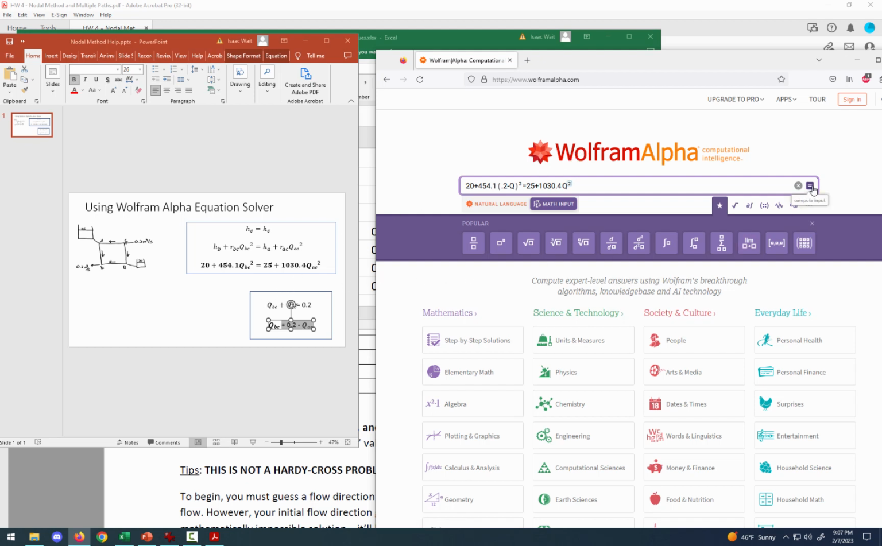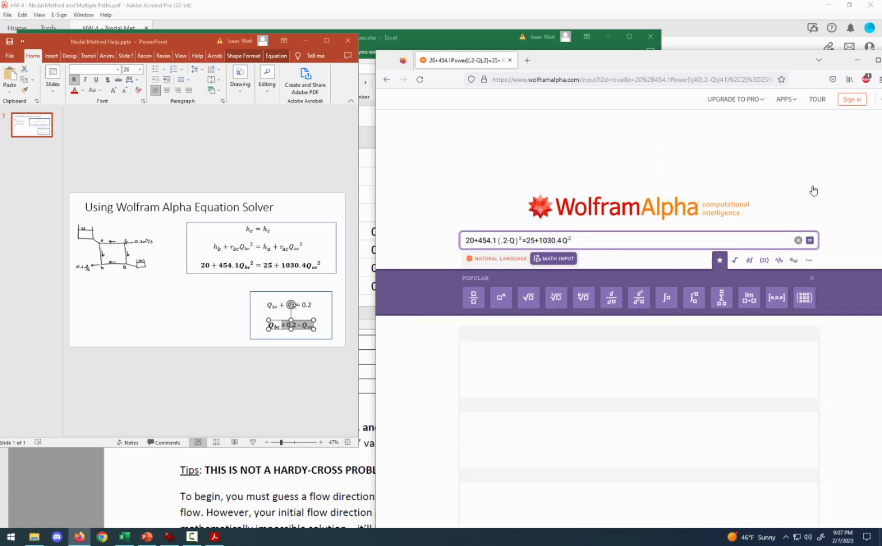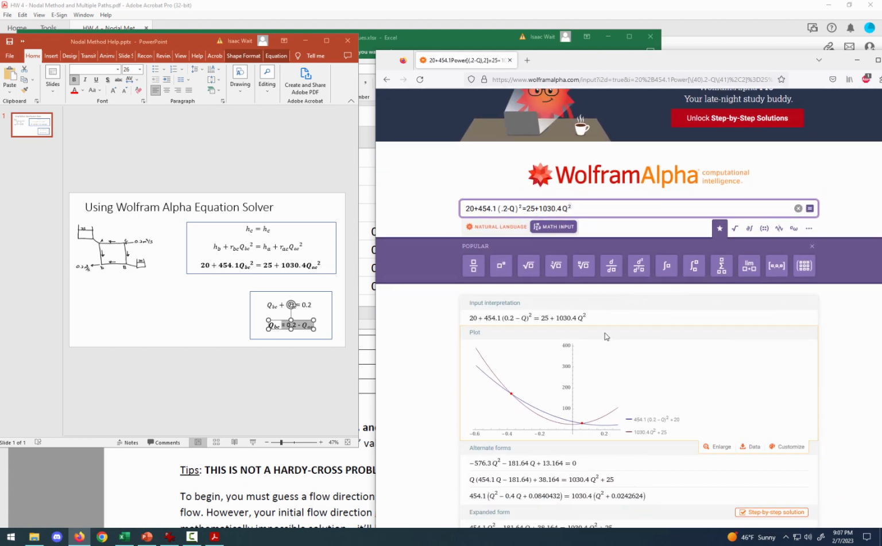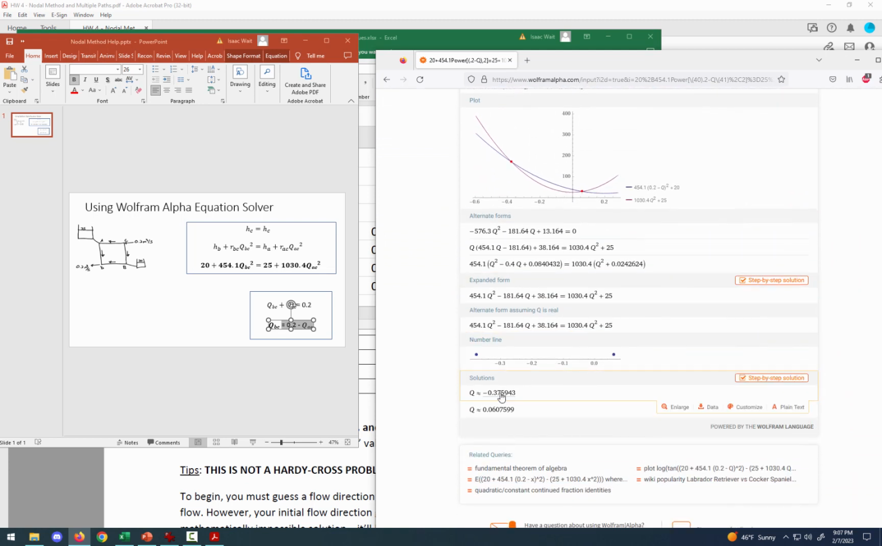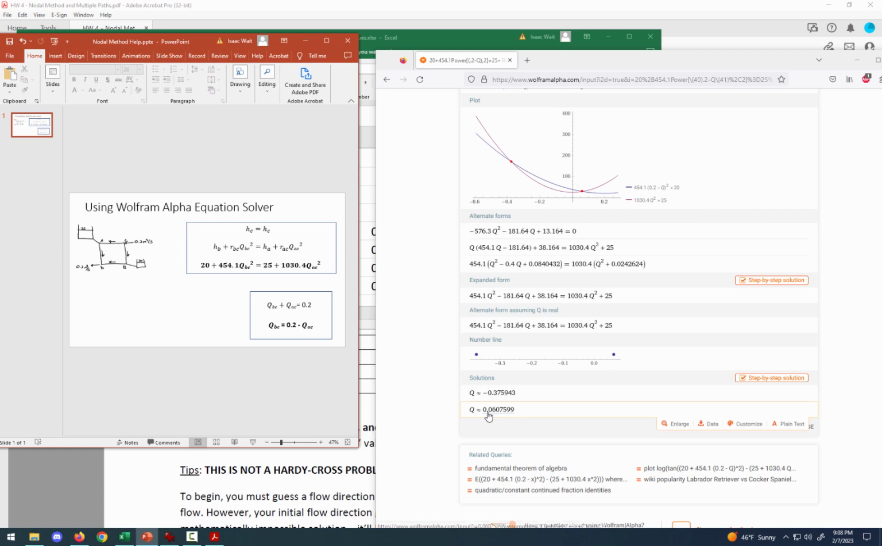Now all I have to do is compute. It gives me a little graph of it and two solutions. This positive solution is the one I'm interested in. What that says is that QAC is 0.06076 cubic meters per second. If I know that is QAC, I put it in this formula, and I can find QBC. So now I've got my first guess of the flow rates.